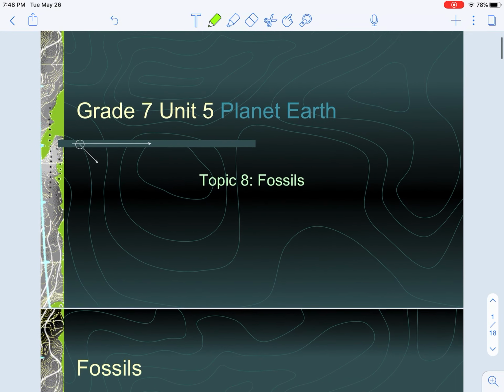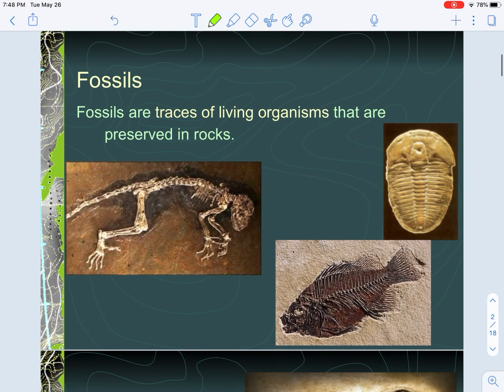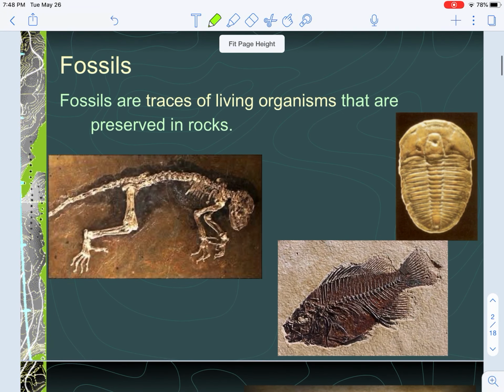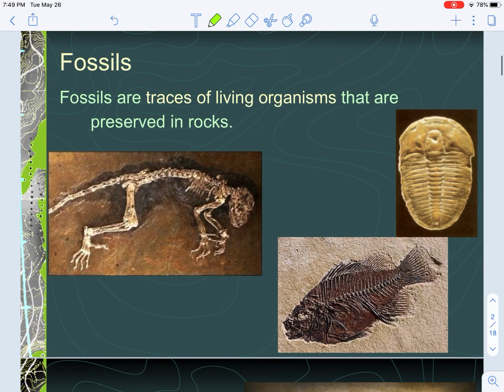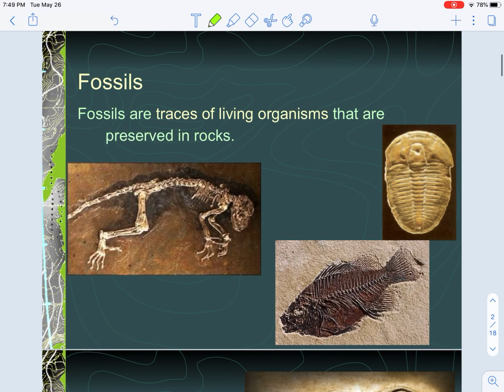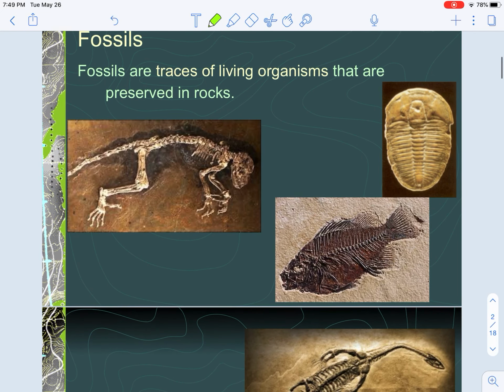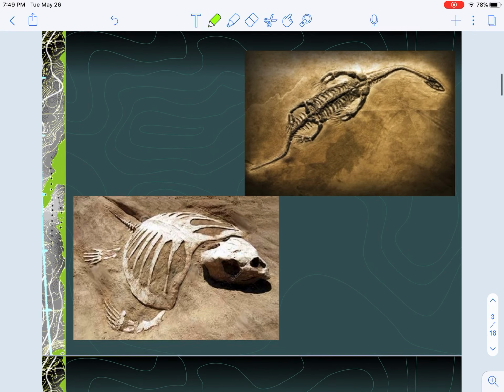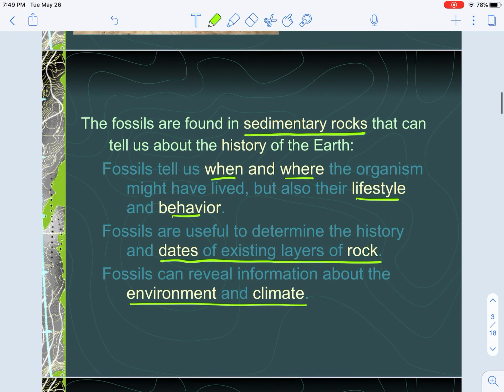Hi Science 7, welcome to topic 8 on fossils. We will be looking at 6 types of fossils. Fossils are remains or traces of organisms that were once alive, and the fossil evidence is found in rock.